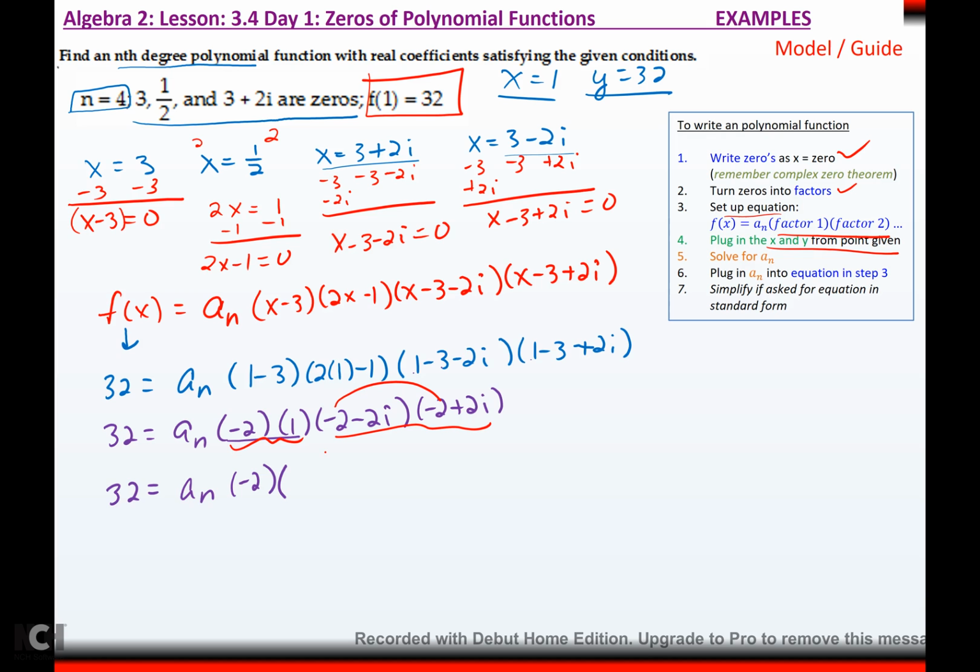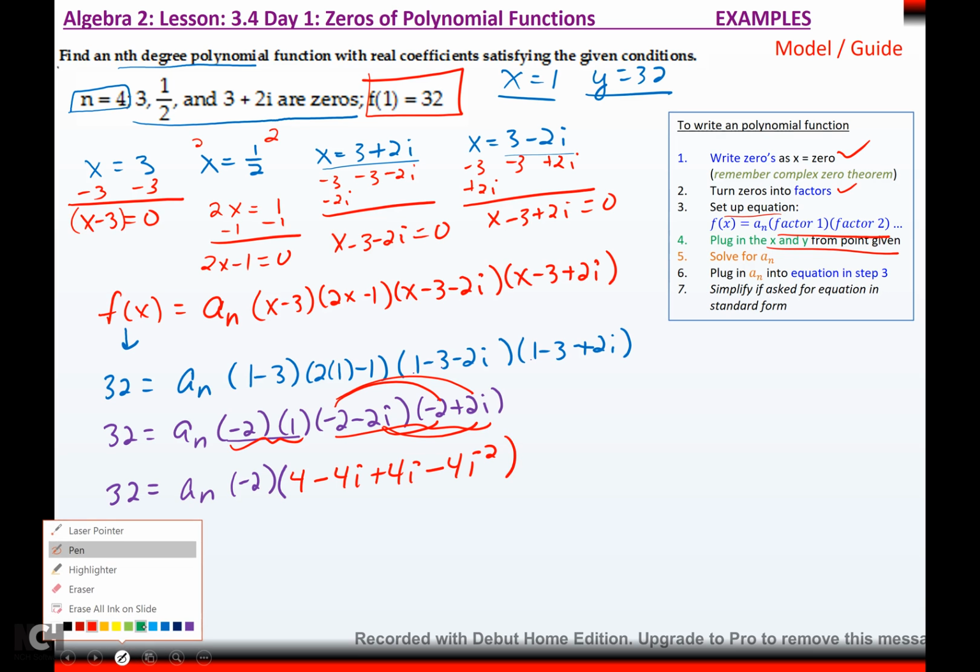This is going to be negative 2 times negative 2 is 4. Negative 2 times 2i is negative 4i. Negative 2i times negative 2 is positive 4i. Negative 2i times positive 2i is negative 4i squared. Okay. Clean it up. The i's cancel. This turns into negative 4 times negative 1, which turns into positive 4.